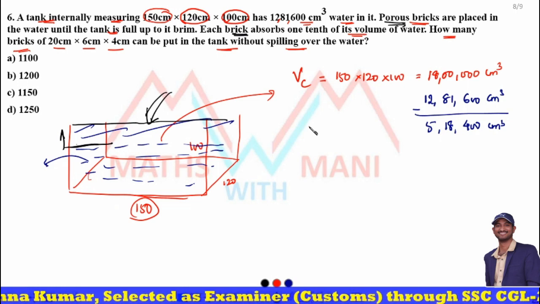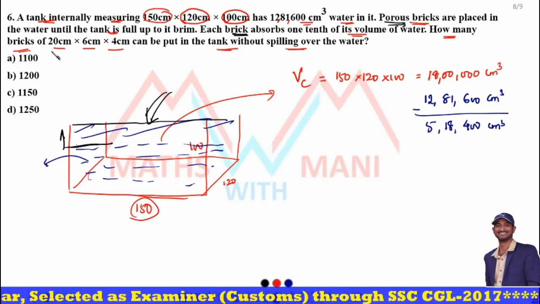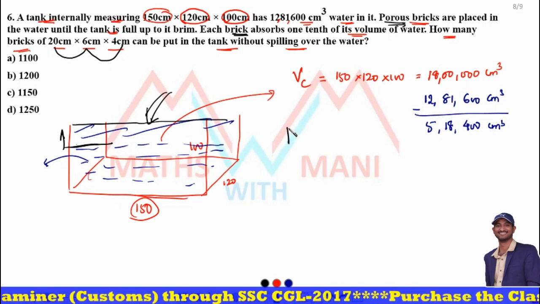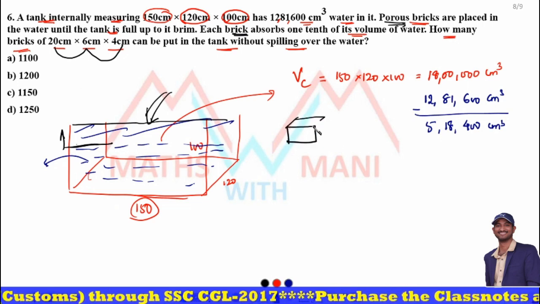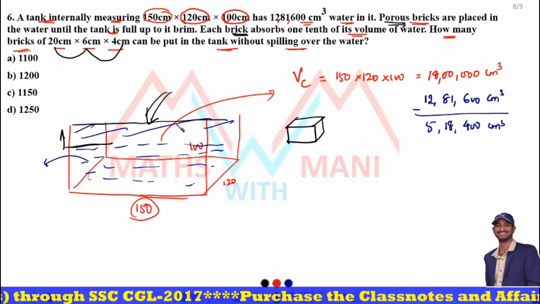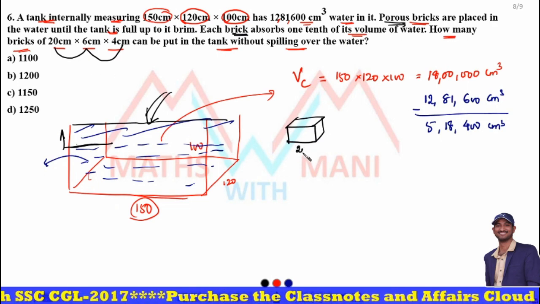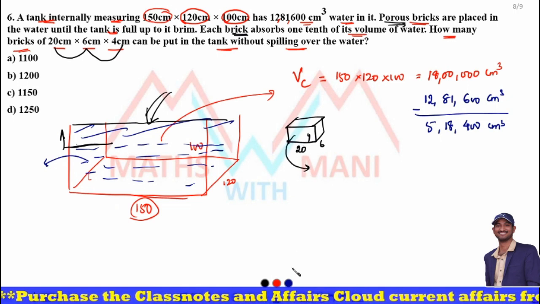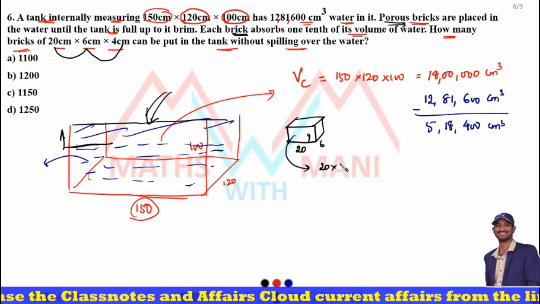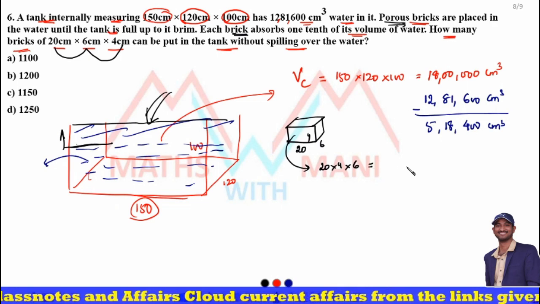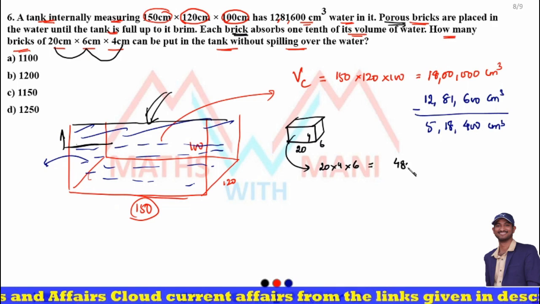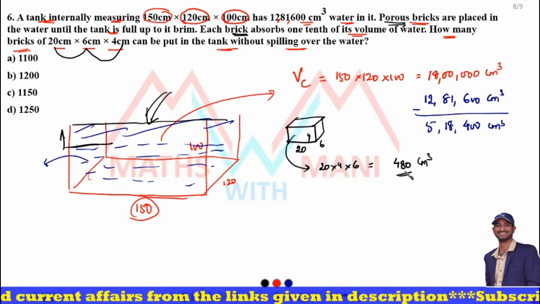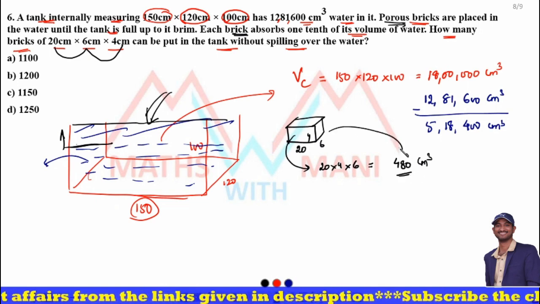Okay, now how many bricks of 20 by 6 by 4? That means what is the brick size of our brick dimensions? 20 by 6 by 4. That means what is the volume of each brick? So 20 into 4 into 6, that is 480. Yes or no? 480 centimeter cube. One brick volume is 480.